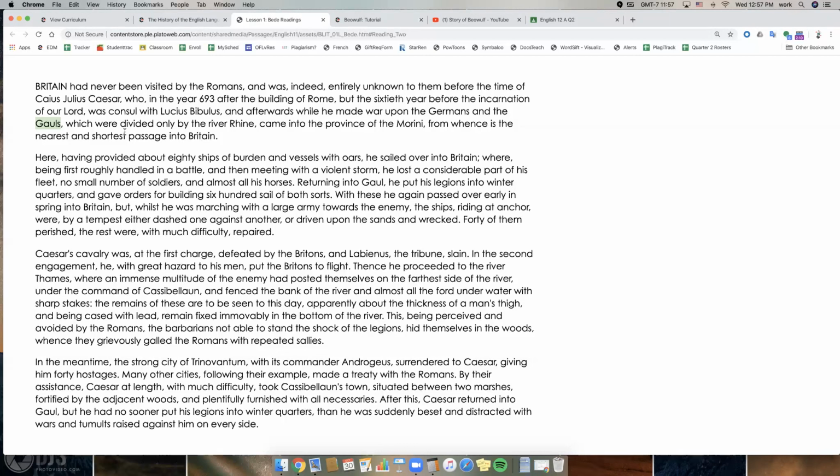In the meantime, the strong city of Trinovantum, with its commander Androgus, surrendered to Caesar, giving him 40 hostages. Many other cities, following their example, made a treaty with the Romans. By their assistance, Caesar at length, with much difficulty, took Cassibelan's town, situated between two marshes, fortified by the ancient woods, and plentifully furnished with all necessaries. After this, Caesar returned to Gaul, but he had no sooner put his legions into winter corners than he was suddenly beset and distracted with wars and tumults raised against him on every side. Okay.